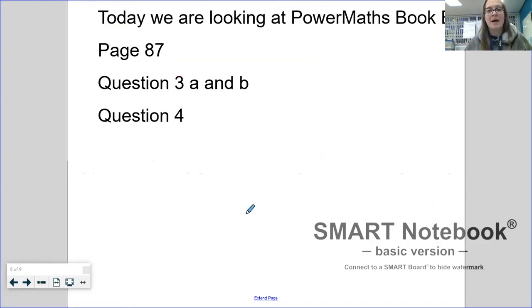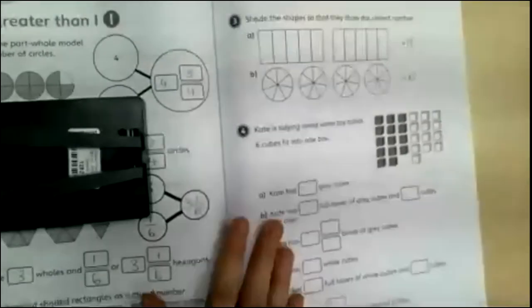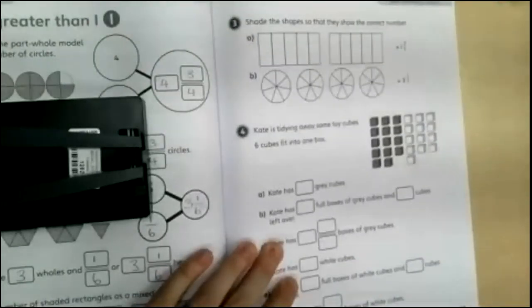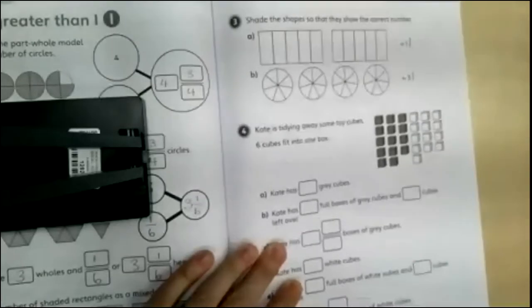So now we're looking at Power Maths Book B, page 87, questions 3A and B. So let me stop my share. Let me move to my other video and you'll be able to see my workbook. So I want you to pause the video. We're looking at page 87 and have a go at solving this yourself. And come back and I'll work it out with you.